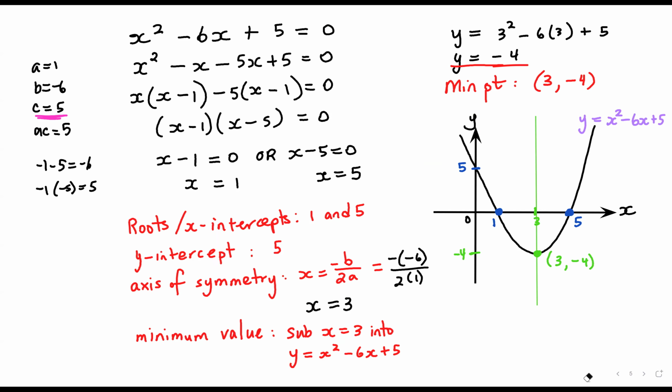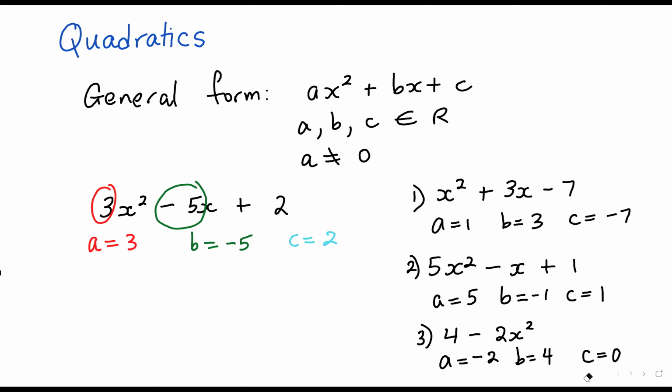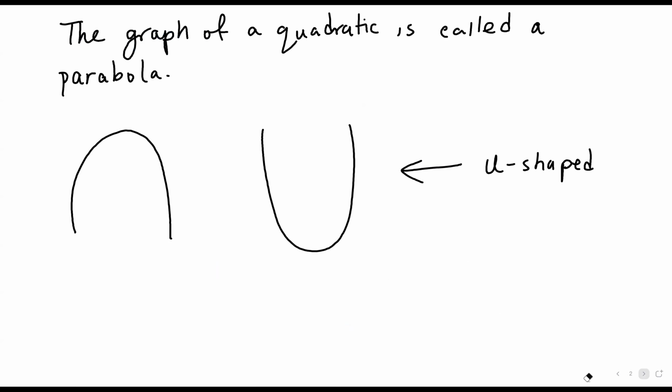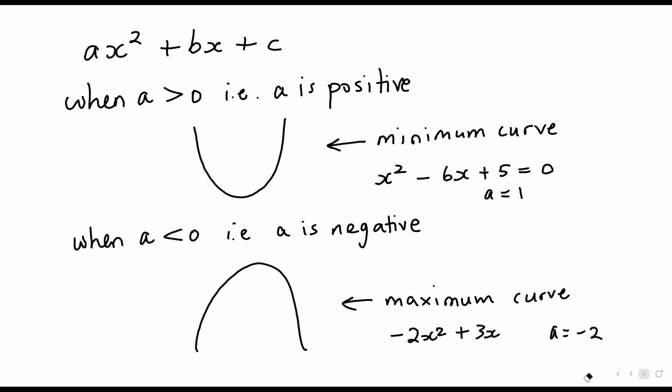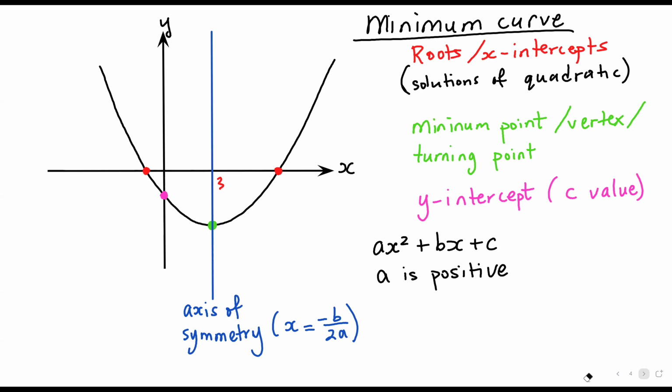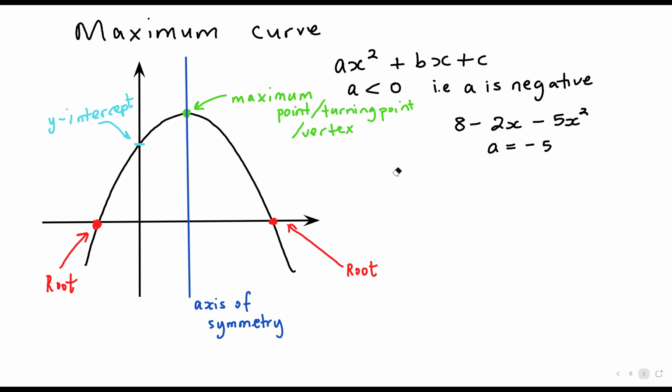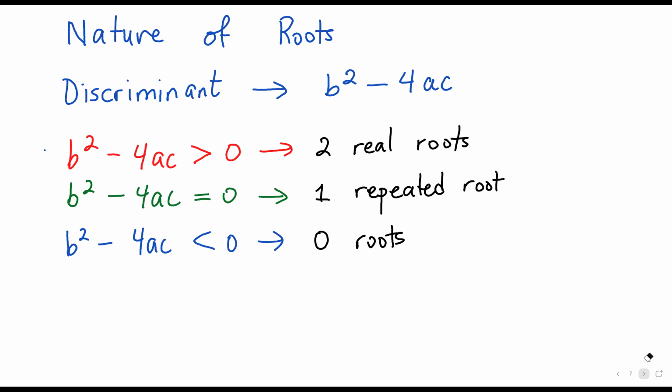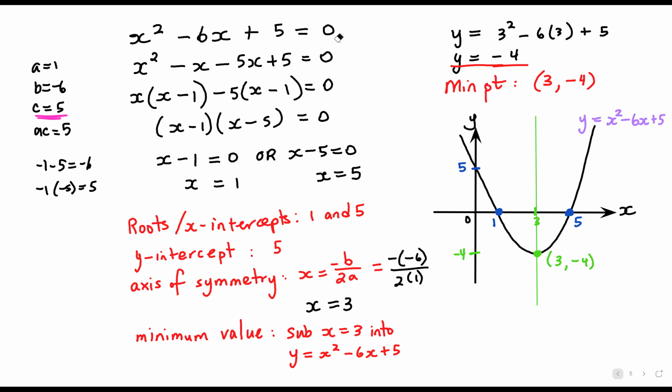So today, just to recap what we did, we looked at the general form of a quadratic, identifying a, b, and c. We looked at the graphs of quadratics, the minimum and maximum curve, and the features of each. We looked at actually solving a quadratic and sketching it, so finding all the features, which are the roots, the y-intercept, the axis of symmetry, the minimum value, the minimum point, which is going to be the same for a maximum as well, right? So we looked at doing that.